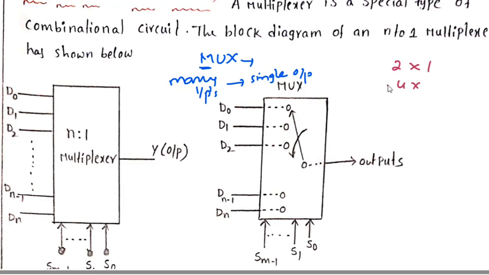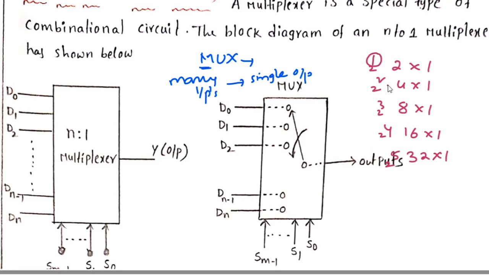I may give four inputs, one output. I may give eight inputs, one output. I may give 16 inputs, one output. I may give 32 inputs and only one output. So we should take the number of inputs in the combination of 2 to the power of 1, 2 to the power of 2, 2 to the power of 3, 2 to the power of 4 and 2 to the power of 5. So base 2 is compulsory.